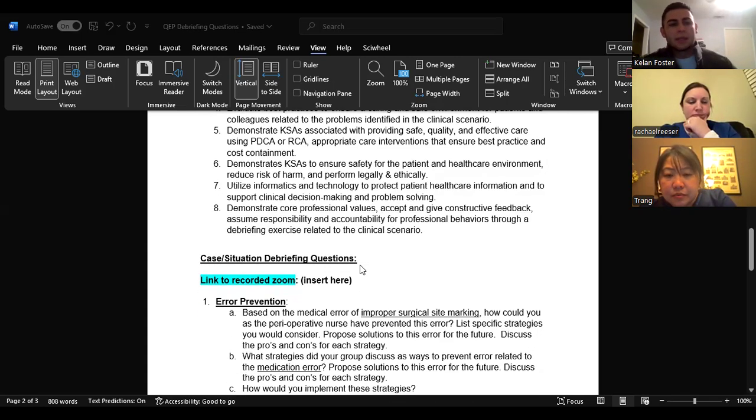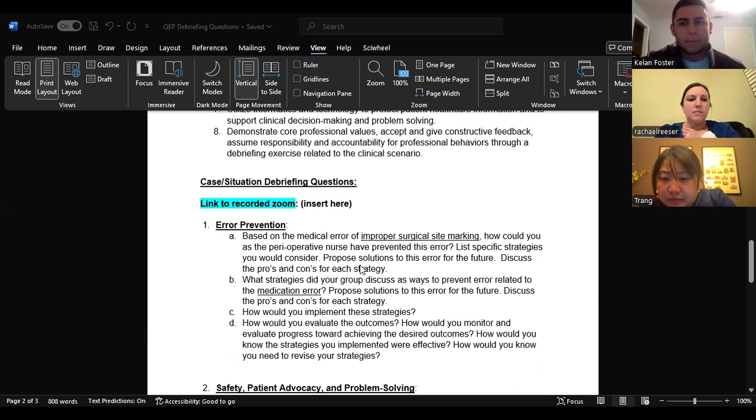So now we're down to the case and the debriefing questions. I guess in a nutshell, just to refresh everybody, there was a surgery to be done on a young man's foot, and long story short, the surgeon came in and marked the incorrect foot because he was in a hurry. He was caught in traffic. He was a little late to work. He wanted to hurry up.